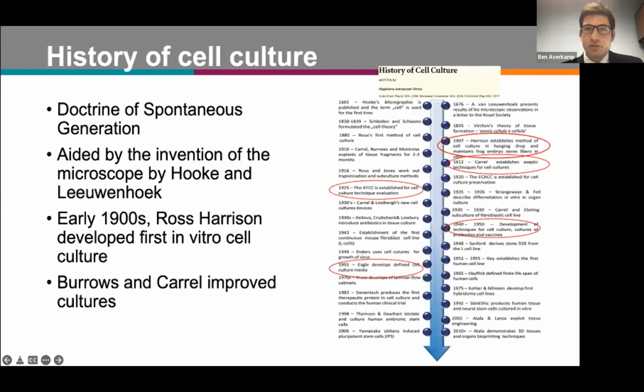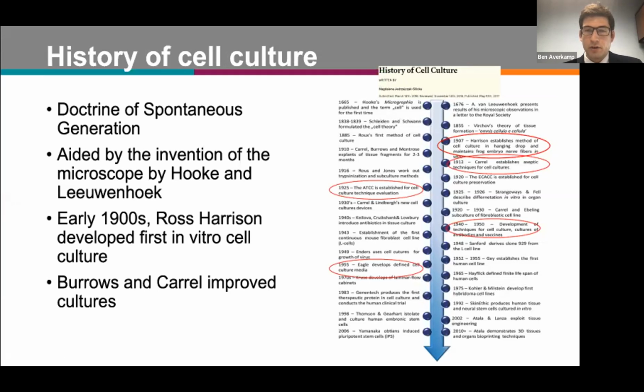From the time of the ancient Romans through the Middle Ages, people believed in the spontaneous generation doctrine. That doctrine stated that living creatures could arise from non-living matter, and that such processes were commonplace and regular. With the contributions from Hooke and Leeuwenhoek in the 1600s, organisms were first viewed under a microscope, and the term cell was coined for the first time. Progress continued in the late 1800s when the cell theory was developed, and the first proposed method of cell culture was recognized. Advancement continued with Harrison, Burrows, and Carrel throughout the early 1900s. In 1925, the American Type Culture Collection, ATCC, was established in Manassas, Virginia, which helped provide organization for this rapidly developing field.